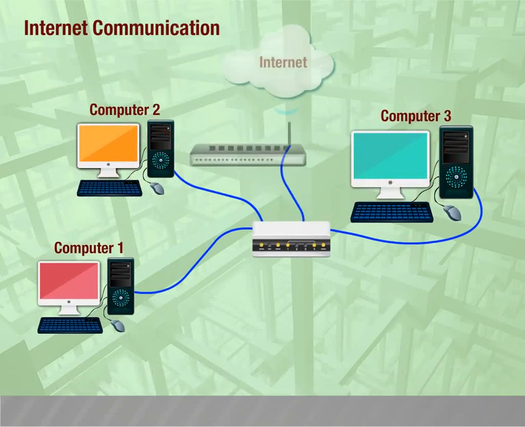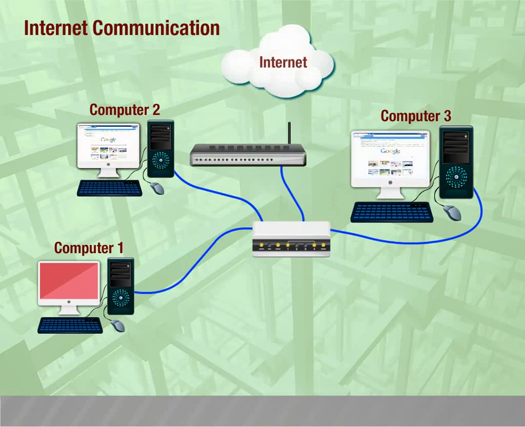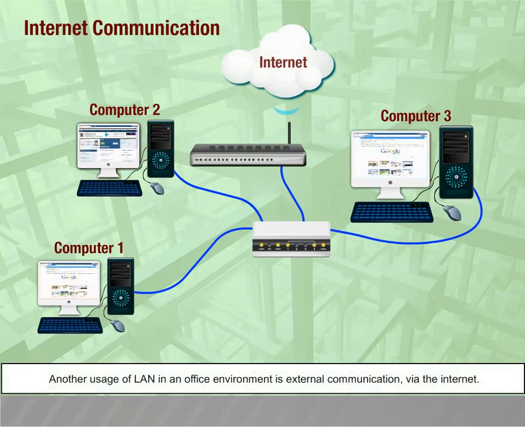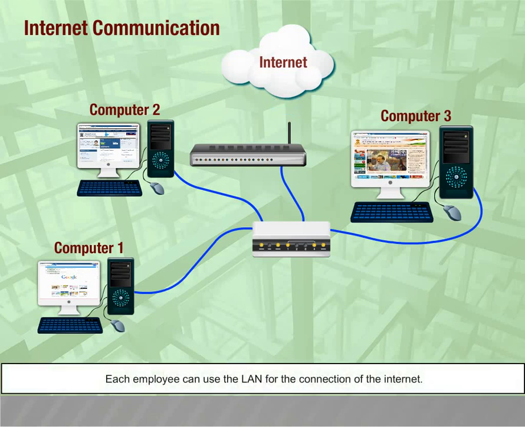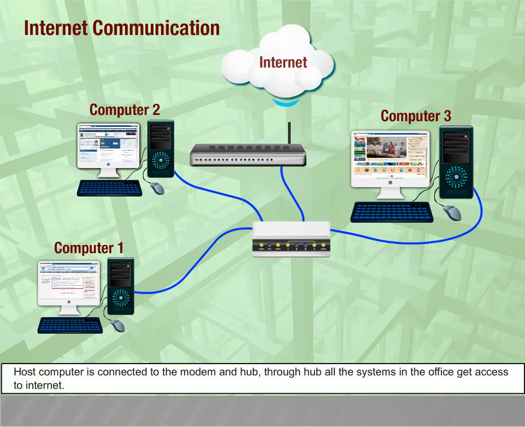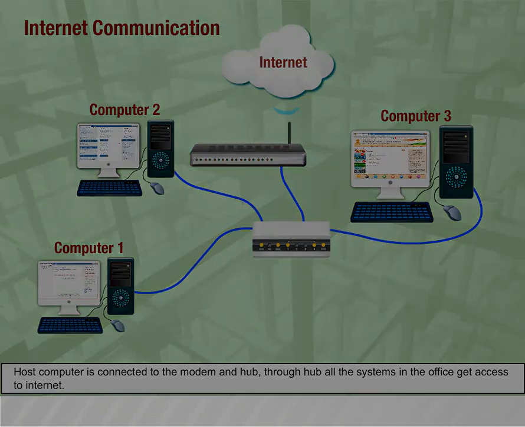Internet communication. Another usage of LAN in an office environment is external communication via the internet. Each employee can use the LAN for connection to the internet. The host computer is connected to the modem or hub. Through the hub, all the systems in the office get access to the internet.